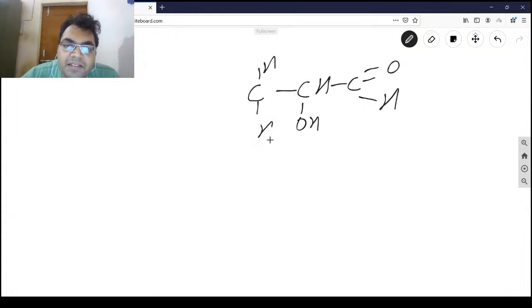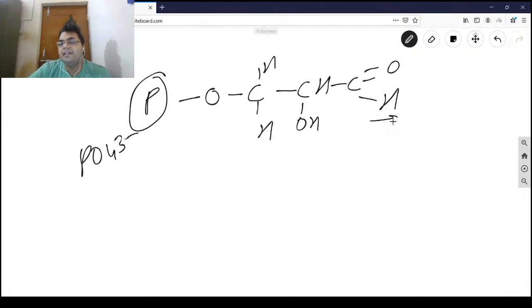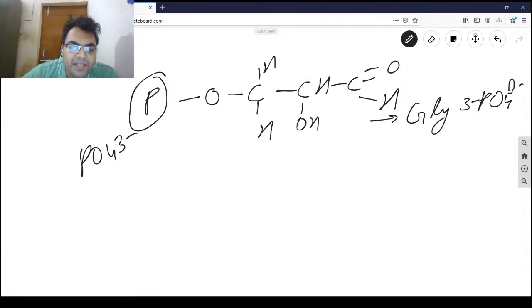I can draw like this. Then you will have O here, and then one phosphate group, P here, PO4 3 minus. This is your glyceraldehyde 3 phosphate. Then if you want to check dihydroxyacetone phosphate, which is its isomer, it starts with CH2OH.